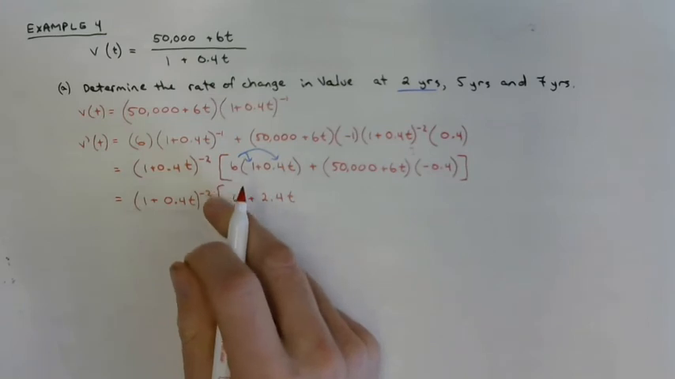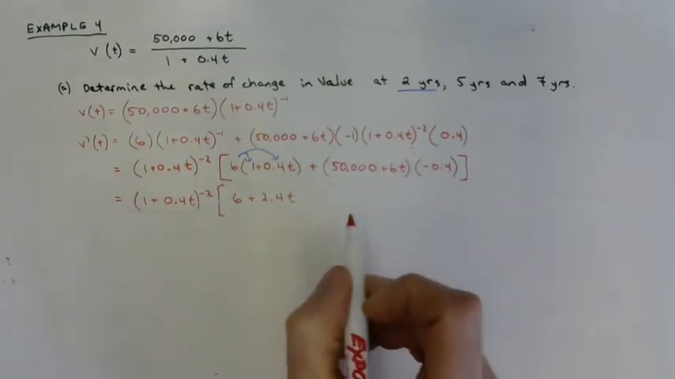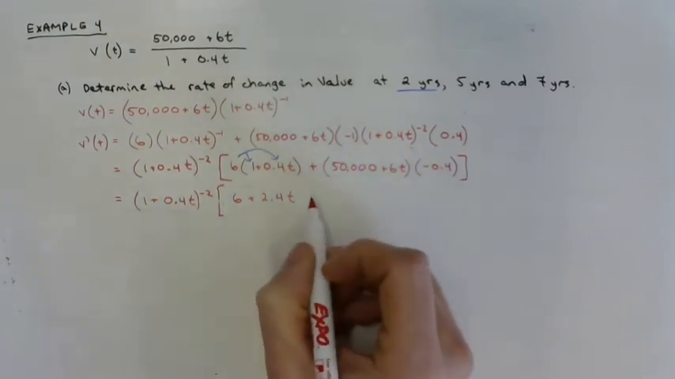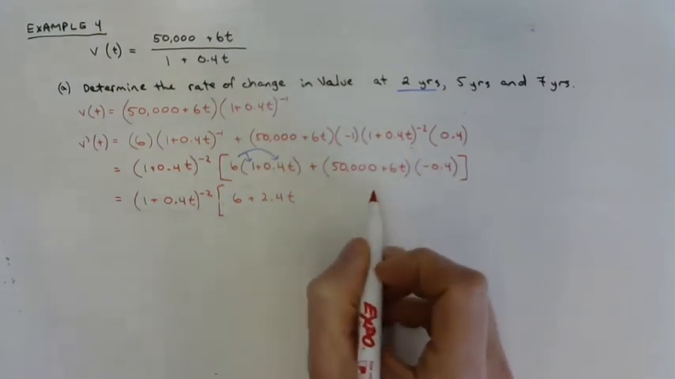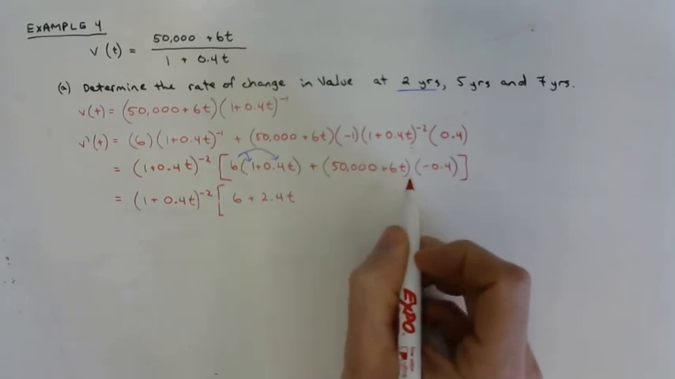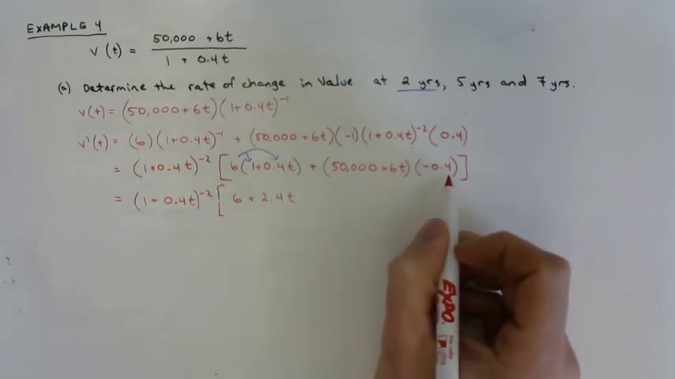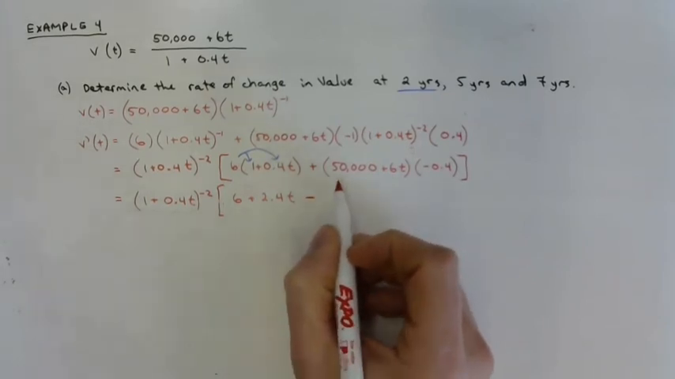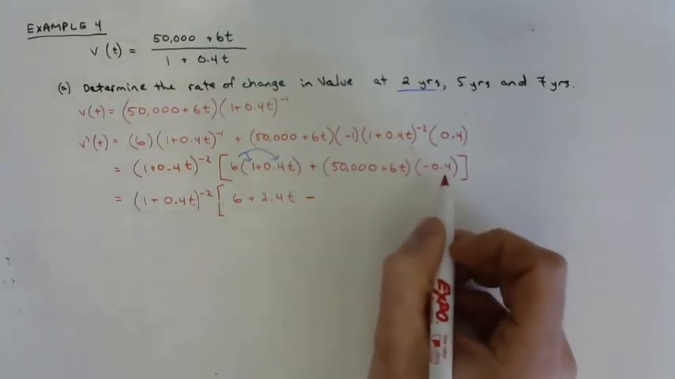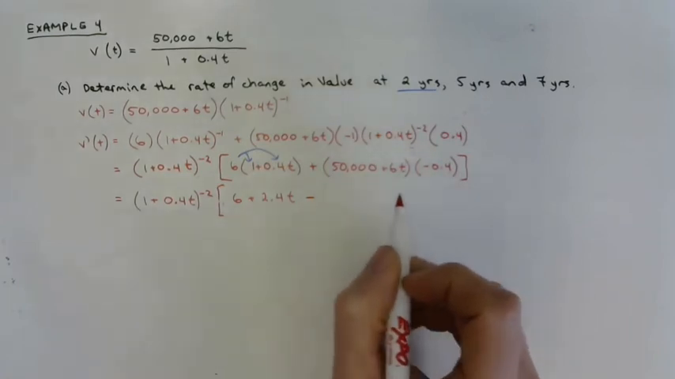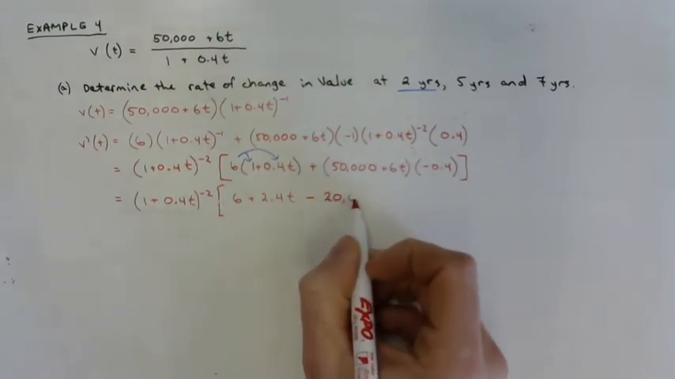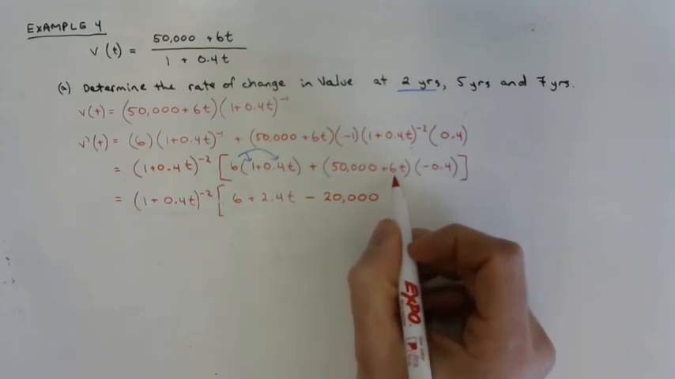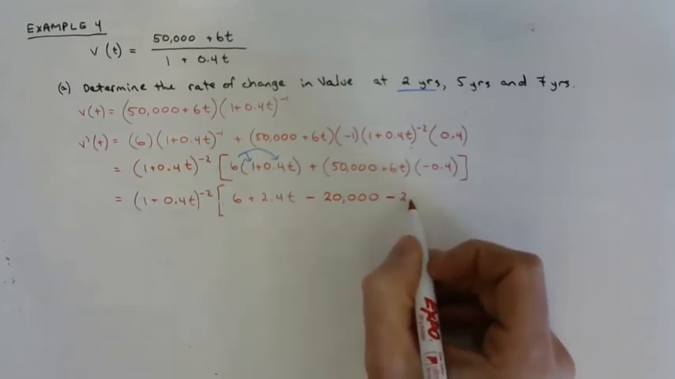And if I do this all, I'm not actually going to need those brackets. And then here we have negative 0.4 being distributed to 50,000 and to positive 6t. 0.4 is 4/10 or 2/5, however you want to think about that. So this 50,000, when it gets multiplied by 0.4, is going to be negative 20,000. And this 6t is going to be negative 2.4t.